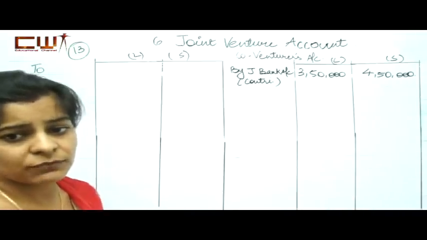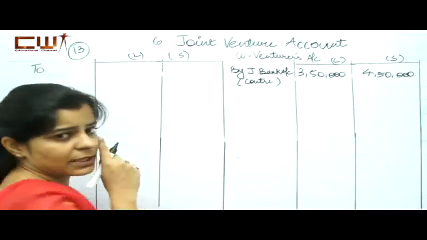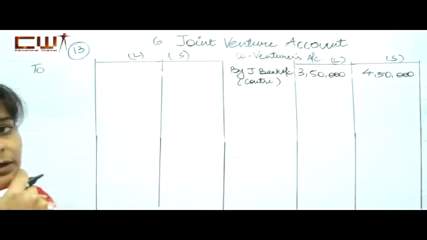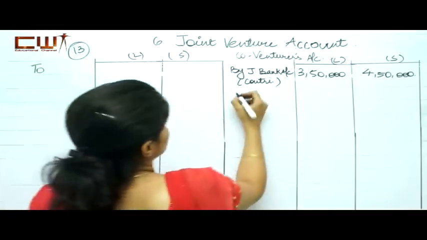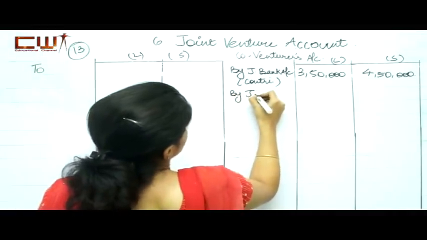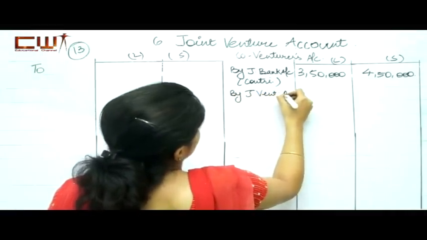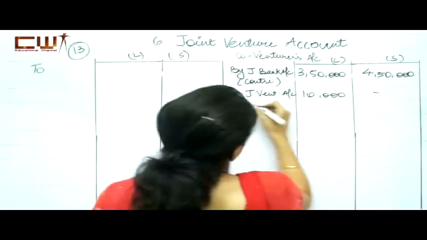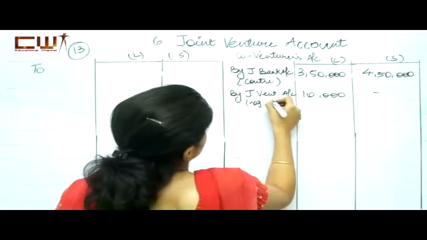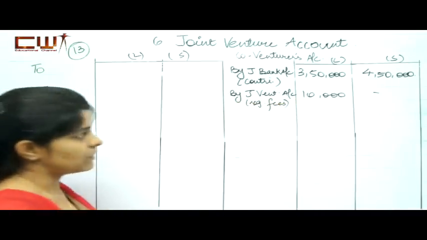Next is registration fees paid by Latika. So what was the entry we did? Joint venture account to Latika's account. So by joint venture account. How much is Latika paying? Latika has paid 10,000 as the registration fees. Right?